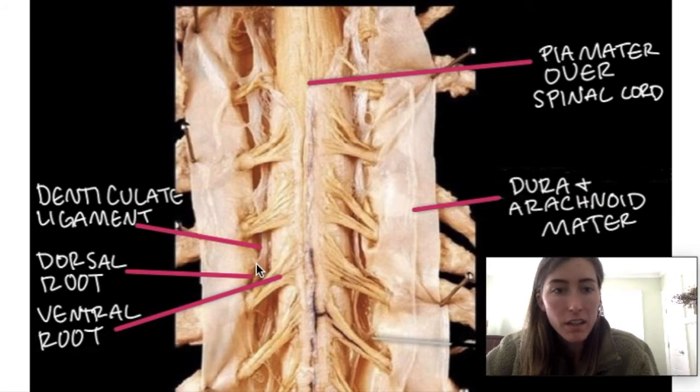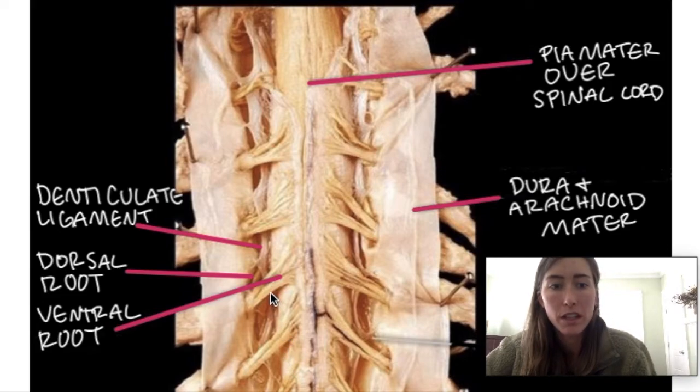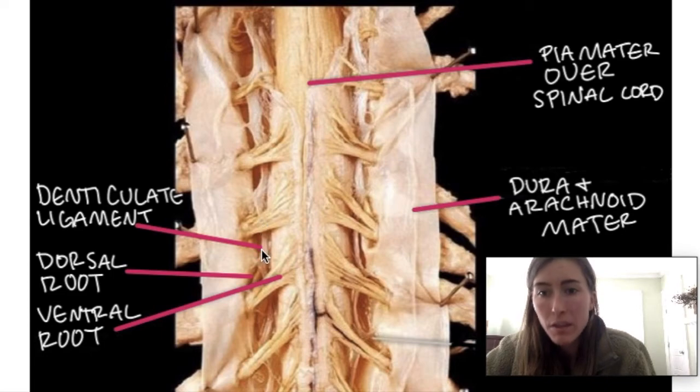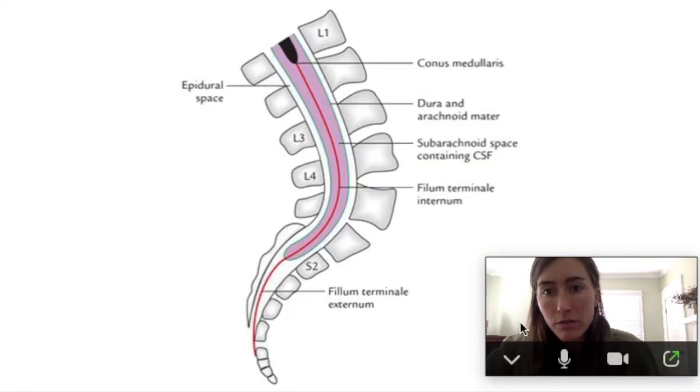The denticulate ligament is an extension of the pia mater that runs longitudinally down the length of the spinal cord, and it anchors the cord to the dura mater so that it doesn't move around in the vertebral canal. Then on either side of this ligament, you can see the dorsal and ventral roots. They go out of the intervertebral foramen to form a spinal nerve.